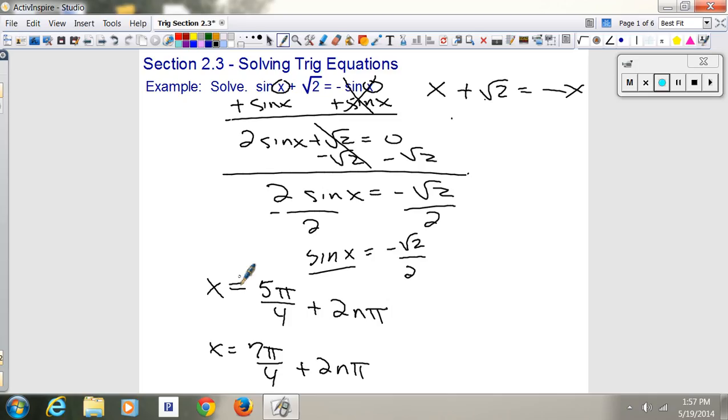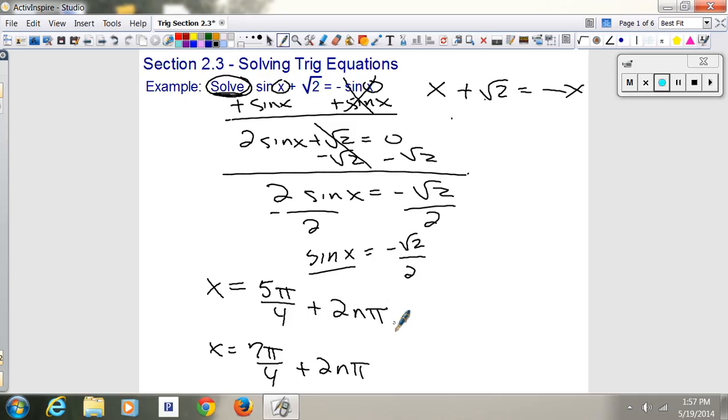Just as long as it's one of these two, or one of its coterminal angles, it would work. Also, you don't have to put the plus 2n pi all the time. Now, if it just says solve like this, then yes, you need the 2n pi.